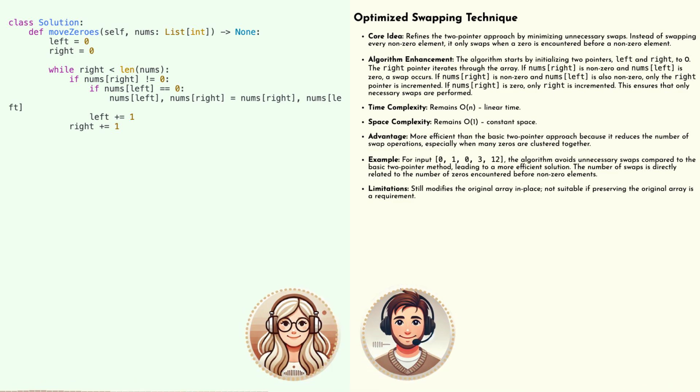Right. And instead of swapping, we just copy the non-zero value from right directly to where left is pointing, and then both pointers move forward. I see. We're basically ignoring the zeros on the left and only swapping when it actually moves a non-zero number closer to the front. Exactly. This can really speed things up, especially when there are lots of zeros together.